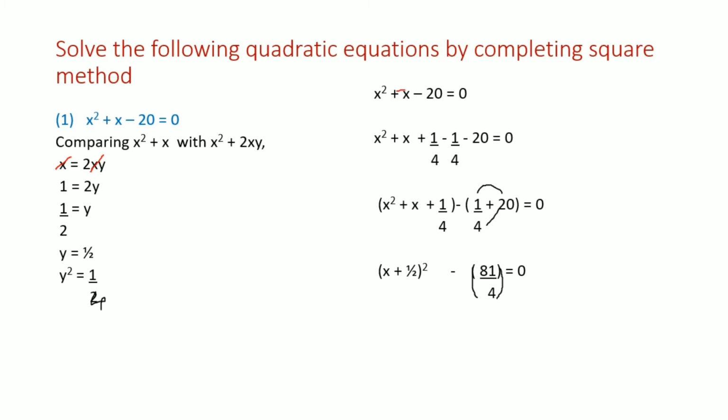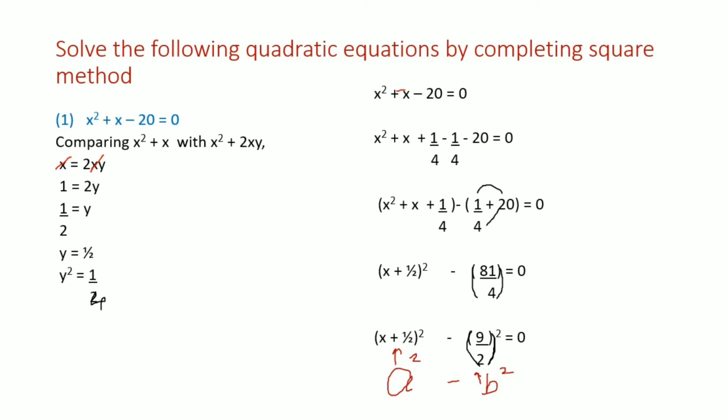Again, 81 upon 4 is also a square of something. You can see 81 is a square of 9 and 4 is a square of 2, right? So we are going to write that down: x plus 1 upon 2 the whole square minus 9 upon 2 the whole square. Then you can see, children, this is nothing but a square minus b square. Here a is entirely x plus 1 upon 2 and b is entirely 9 upon 2.